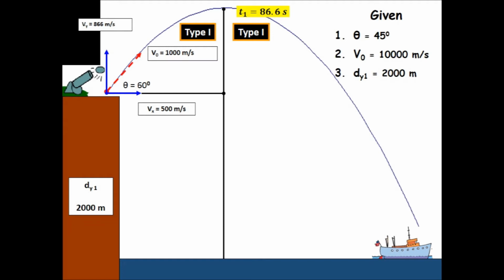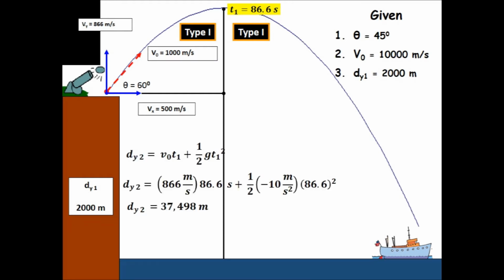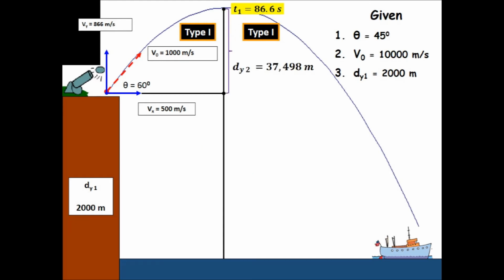Now we can take that 86.6 seconds and determine the height to which it went above the cliff. So it would be 5Ty squared. And there you have it. It would be V naught T1 cancels, so it's 1/2 g T1 squared. Don't forget that's called T1, and the answer is 37,498. You can see that this is not drawn to scale.